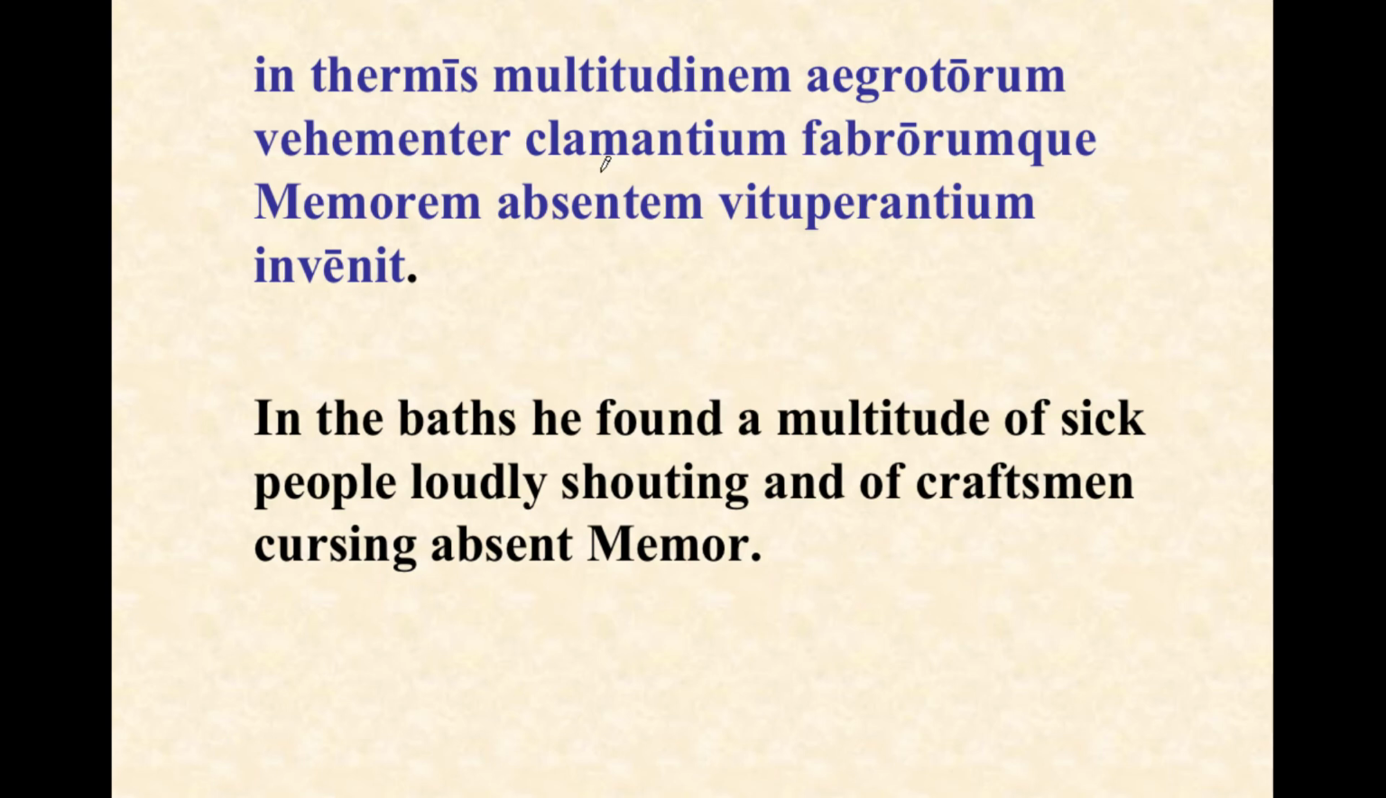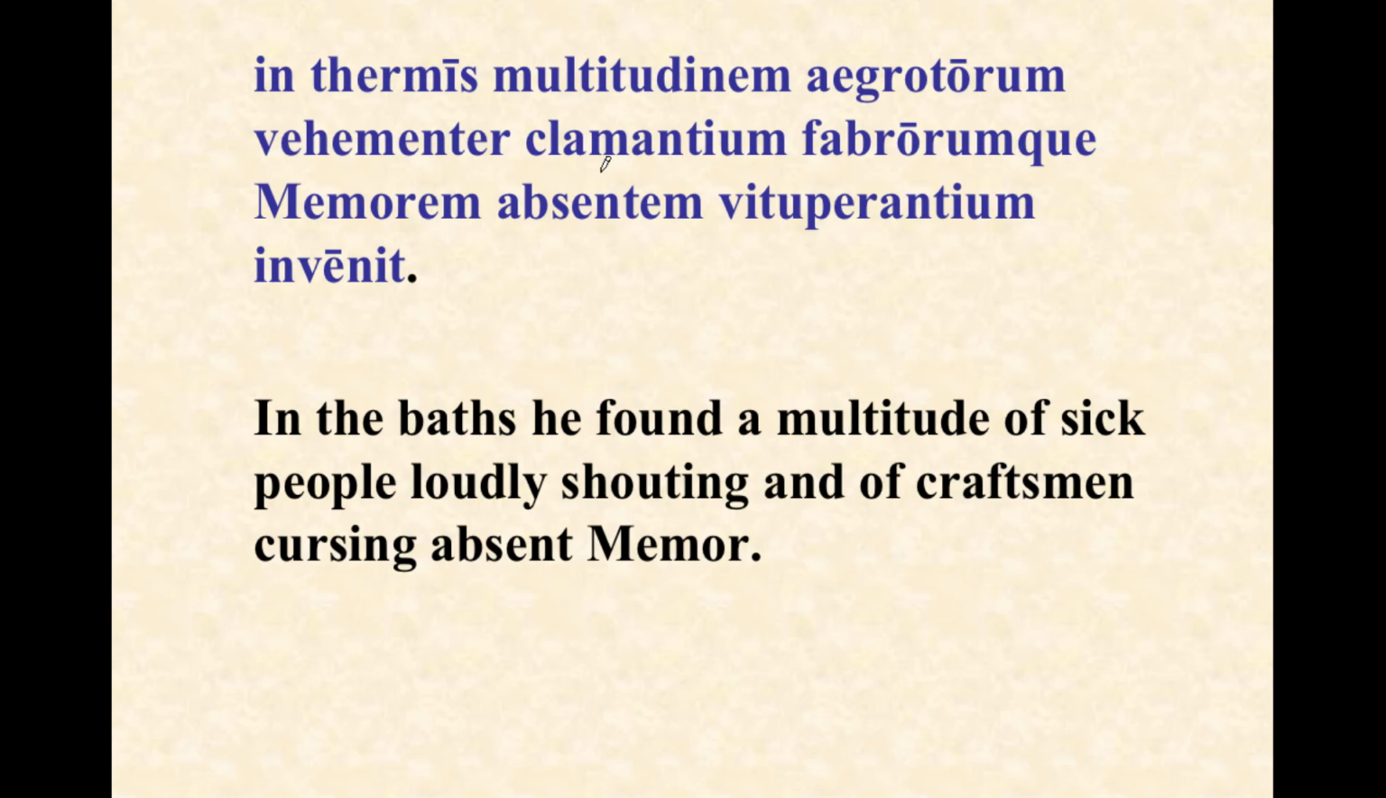Now what this means is they're cursing him because he's absent. Okay, they need his help. He's supposed to approve certain things, or they can't continue their work, and that's why they're cursing him. They're cursing absent Memor. You could even say, in a way, you could even say they're cursing Memor because he was absent. Okay, so we are going to further review this sentence by translating sentences that use a similar structure.